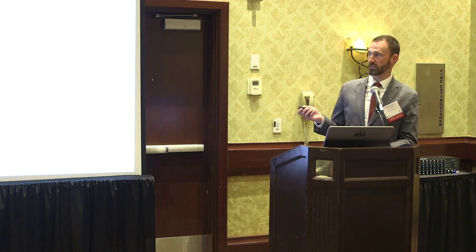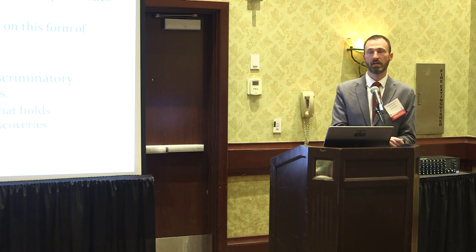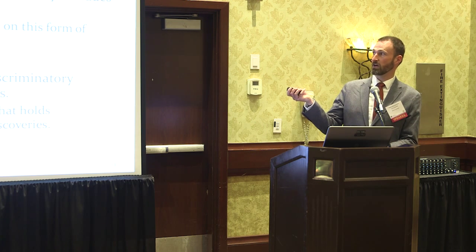Starting off with implicit racial bias. What is implicit racial bias? That's what we refer to as unconscious discriminatory attitudes towards certain race groups. And then there's explicit bias, where it's consciously discriminating.